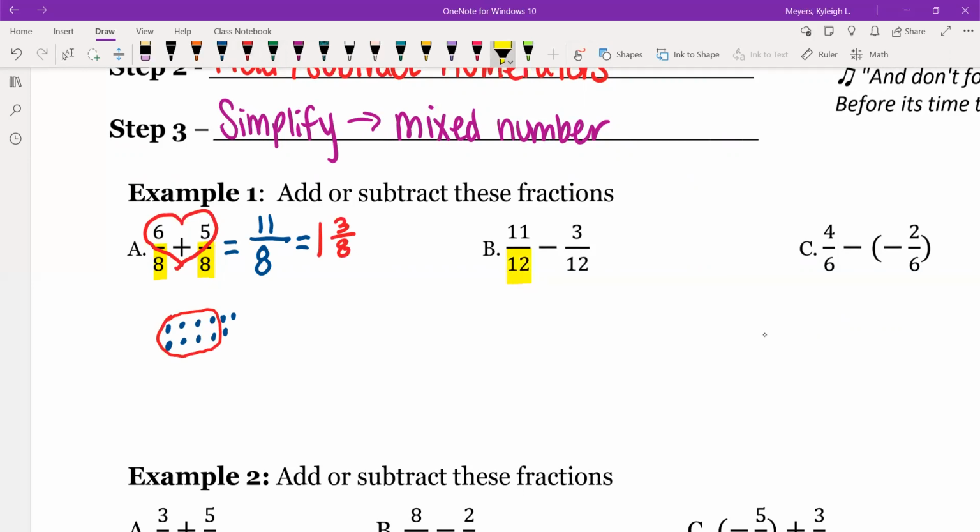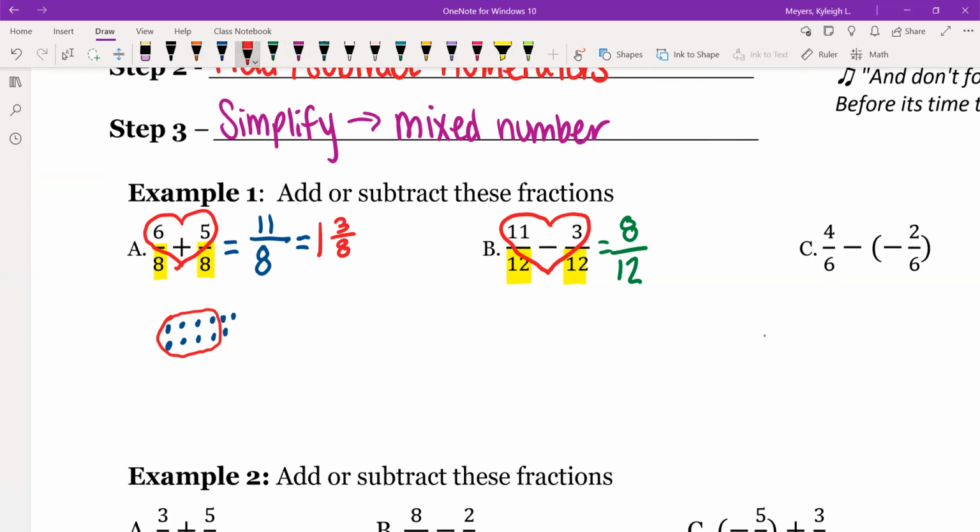Do we have common denominators? Yes. So then we add or subtract our numerators. In this case, it's 11 minus 3. 11 minus 3 is 8. And then we just bring our denominator down, or across. 8 over 12. That can be simplified because that's not in simplest form.